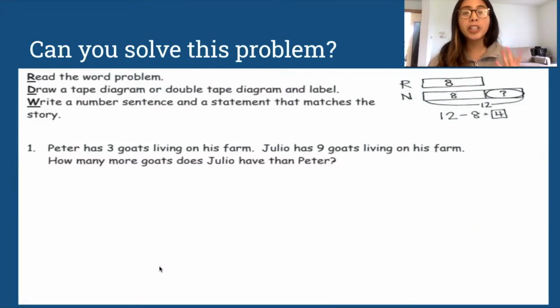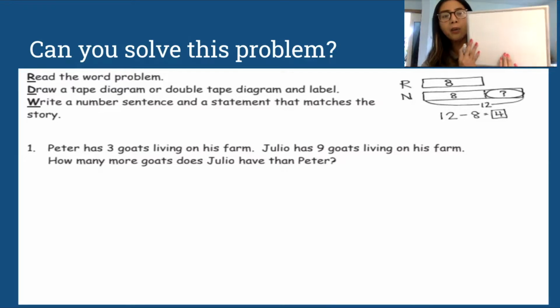Peter has 3 goats living on his farm. Julio has 9 goats living on his farm. How many more goats does Julio have than Peter? So again, Peter has 3 goats living on his farm. And in order to help you solve this, you can even draw the cubes like I did so you can picture if they have the same amount or just how different their amounts are.